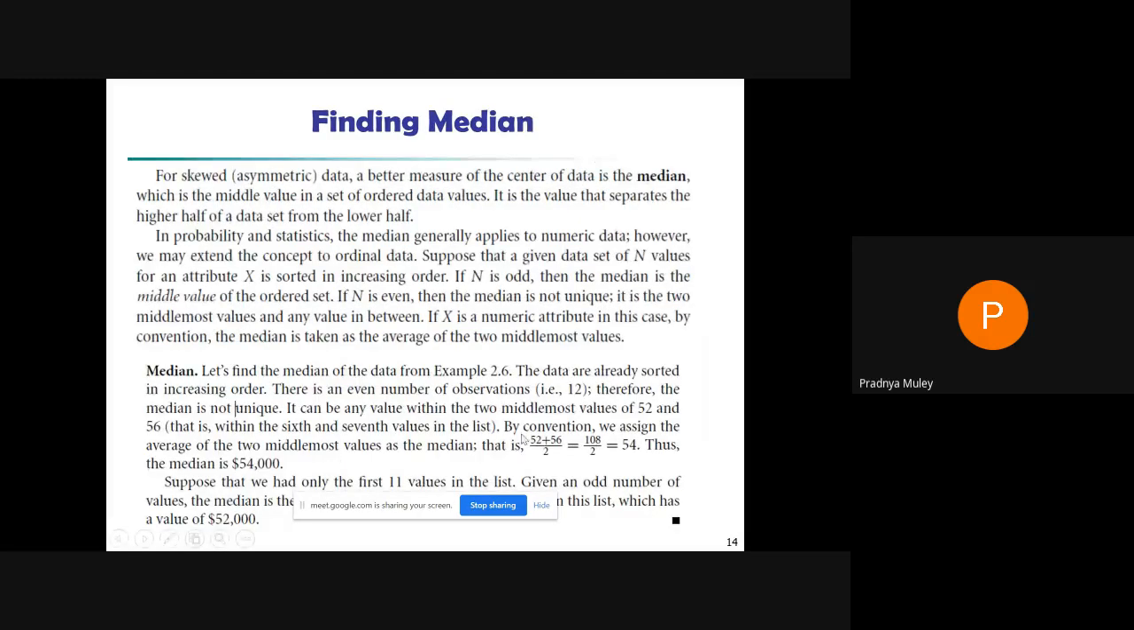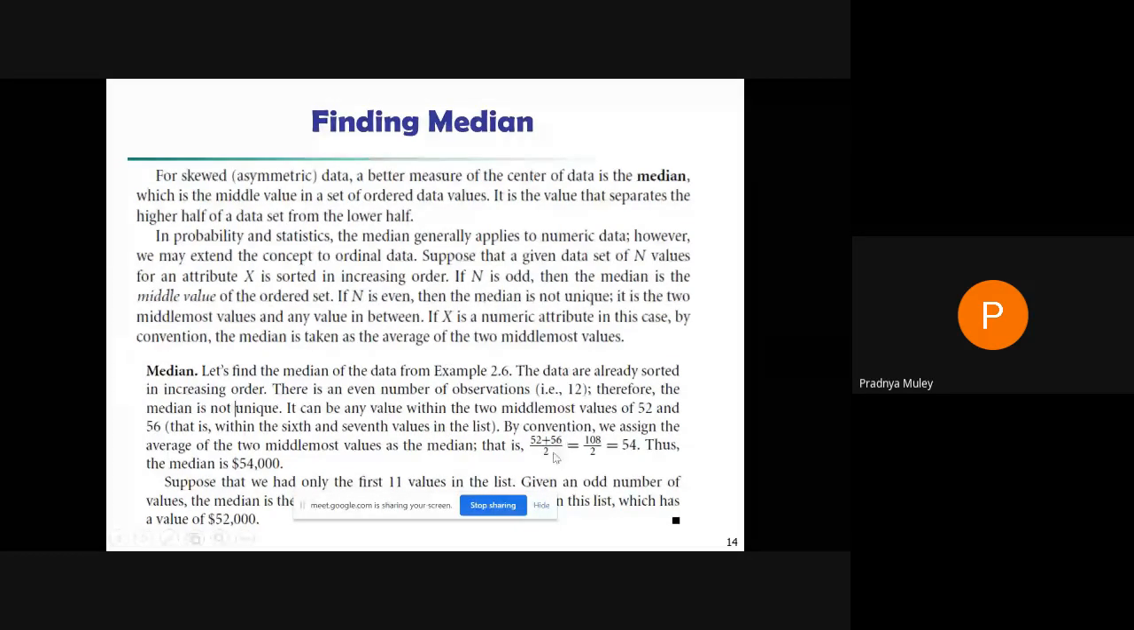So by convention, we assign the average of the two middlemost values as the median, that is 52 plus 56 divided by 2, which is equal to 108 divided by 2, which is 54. Thus the median is 54,000. So given a data set, the median is the middlemost value if the number of values is odd. If it is an even number, then the average of the two middlemost values is called the median, right?